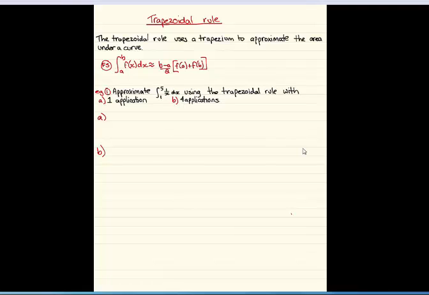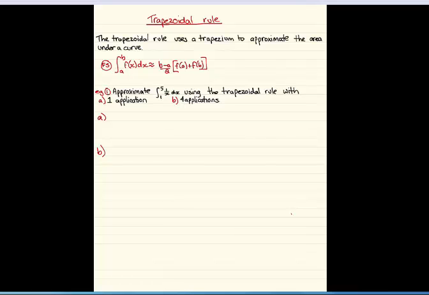Well, what's the area of a trapezium? The area of a trapezium, you add your parallel sides, well, that's f(a) and f(b), isn't it? Okay, you halve it, and then you multiply it by the height. The height is b minus a, f(a) plus f(b), the parallel sides, and then we halve it. So this is just a really complicated way of writing out the area of a trapezium. All right, so what does this look like in question form? Here's your example. Approximate the integral from 1 to 5 of 1 over x dx using the trapezoidal rule with A, 1 application, or B, 4 applications.